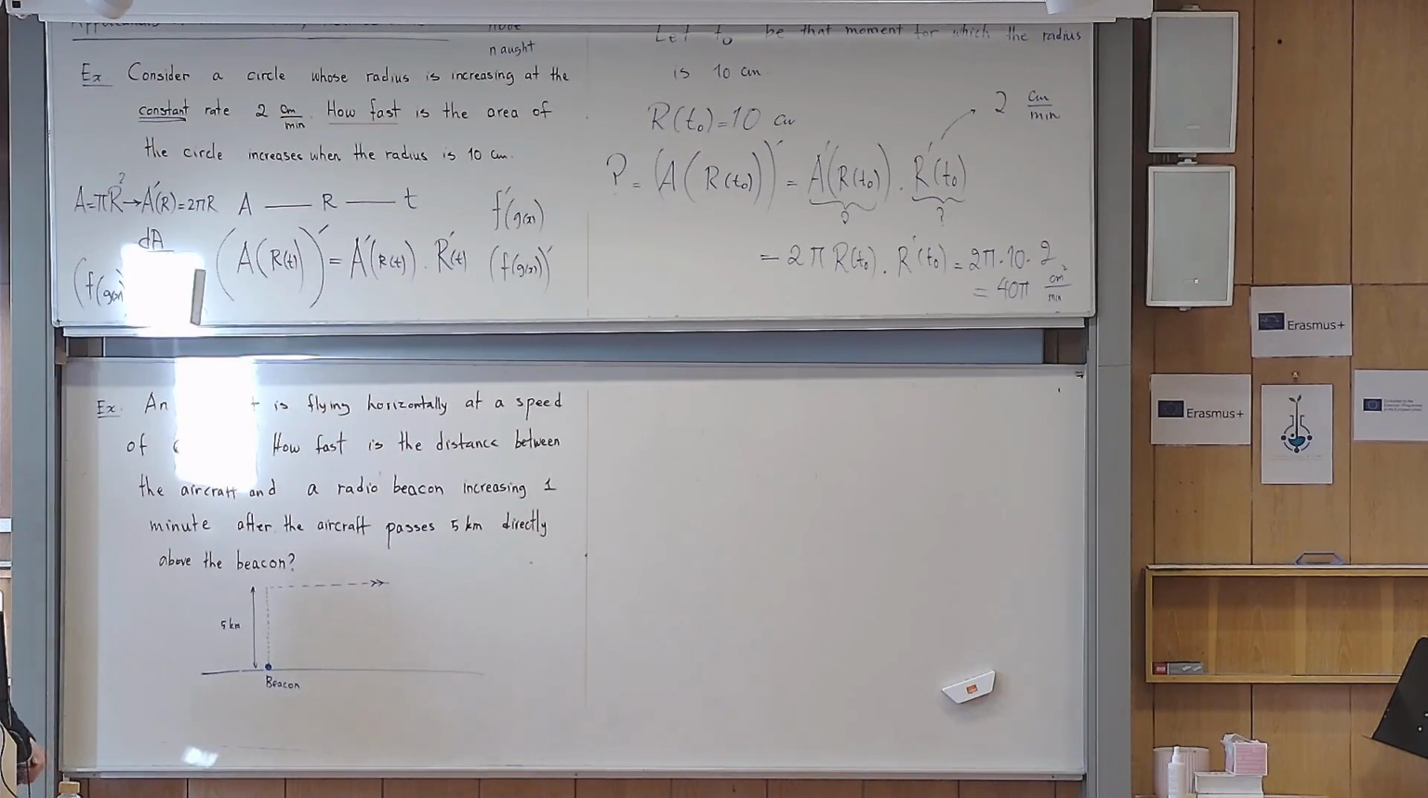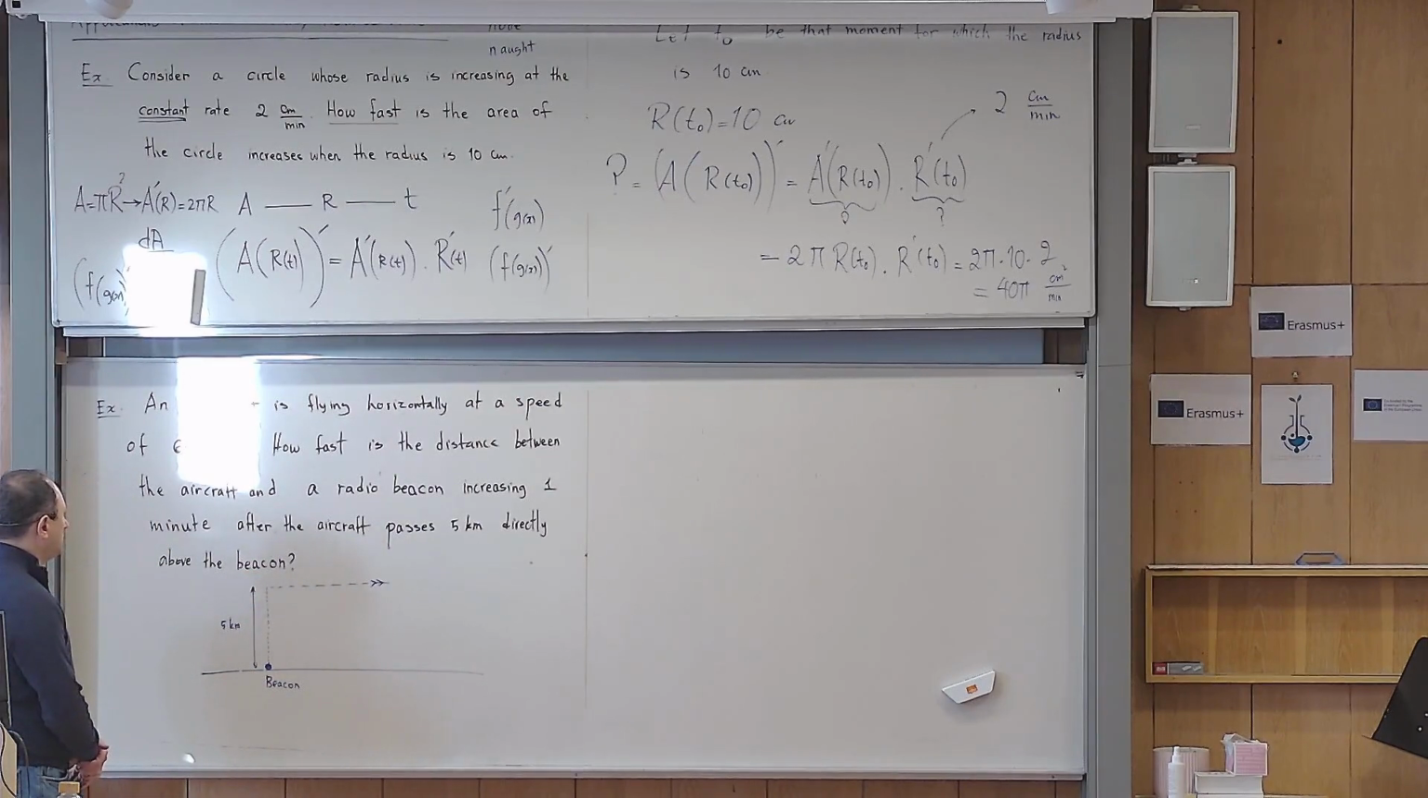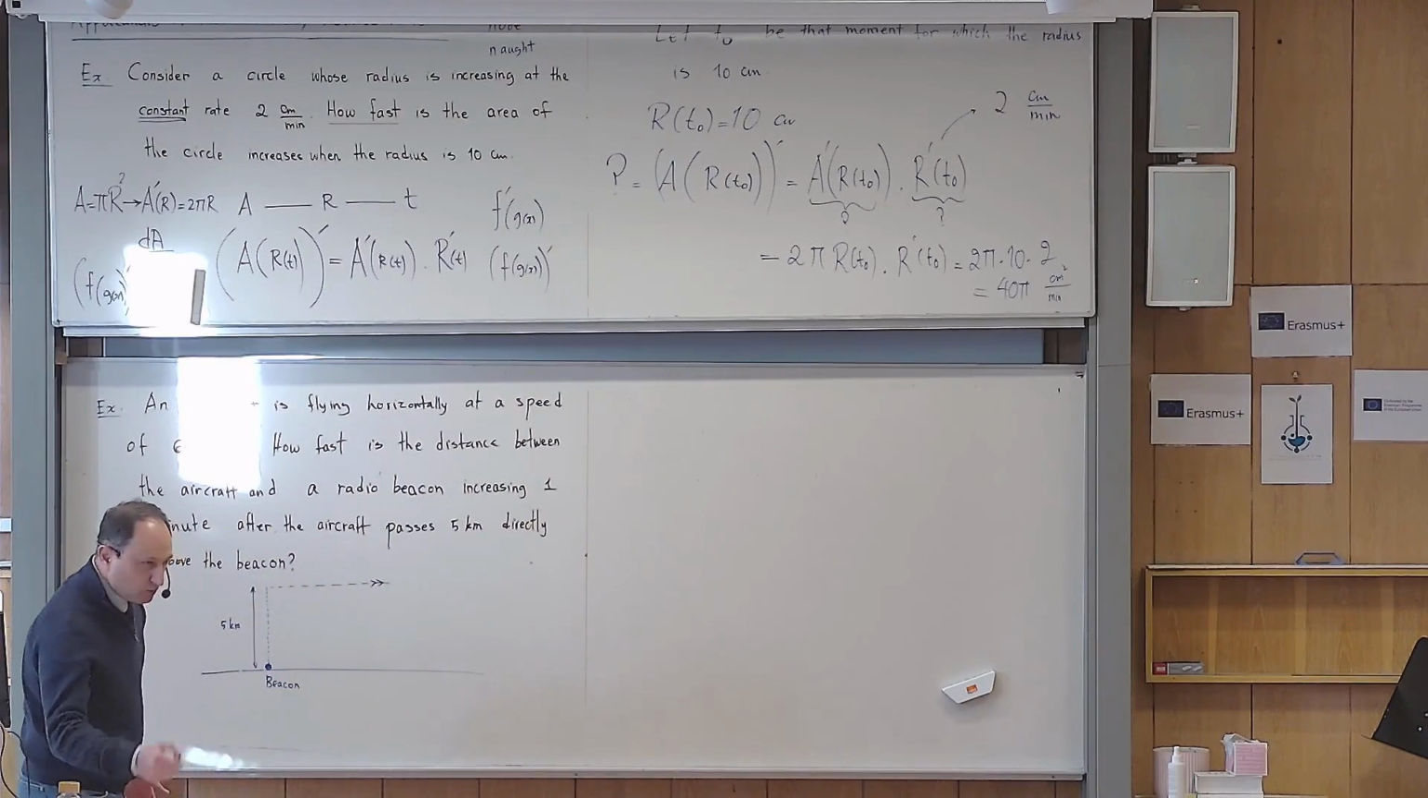Let me try to solve the problem. An aircraft is flying horizontally at this speed. How fast is the distance between the aircraft and a radio beacon increasing one minute after that? Okay, so what are you interested in? You need to explore the quantities.